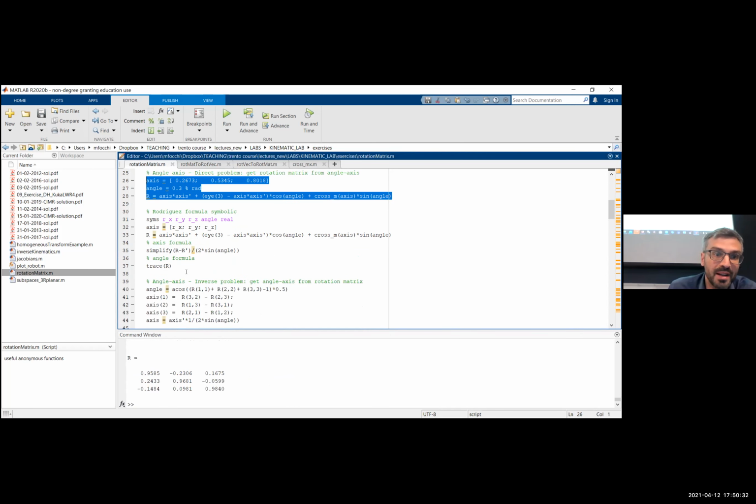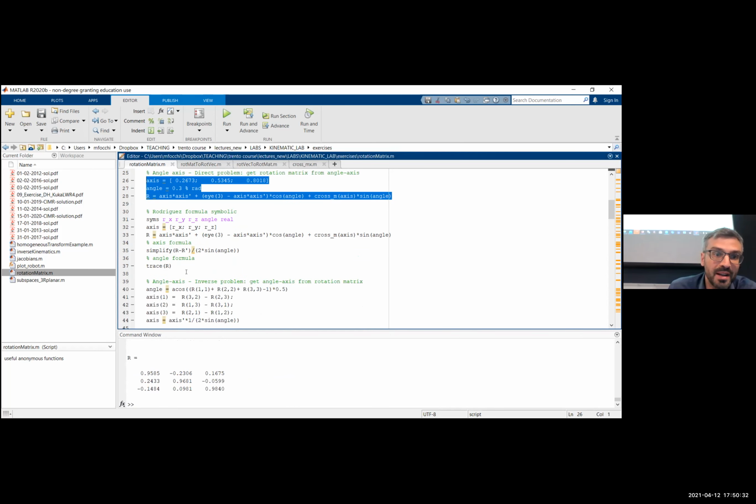Somebody of you found an error, a typo in the slides. I will correct it. I was dividing by 2 outside of the arc cosine, so that was wrong. For the axis, we do the following. We apply just the formula we saw, and we see that the axis is the same as the starting one with which we computed the direct problem.